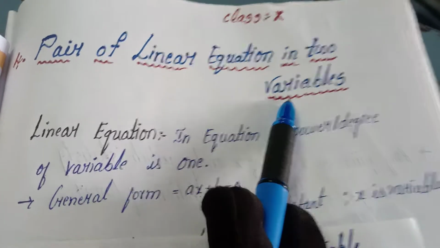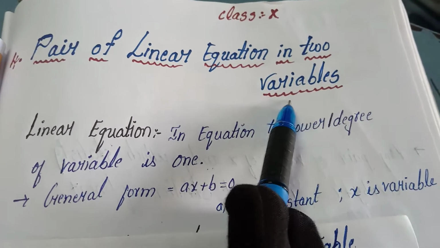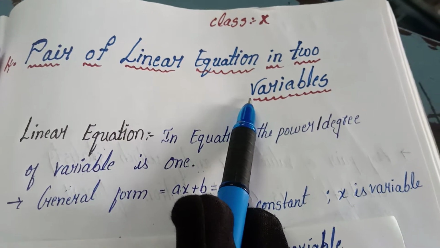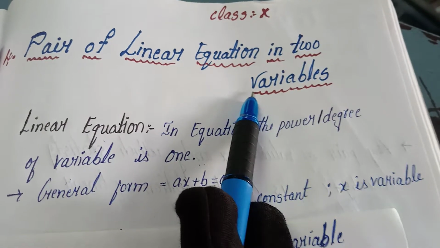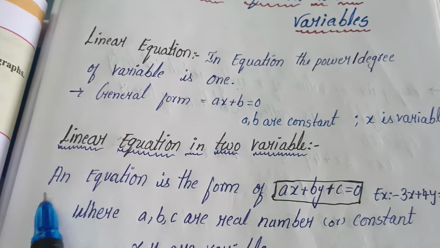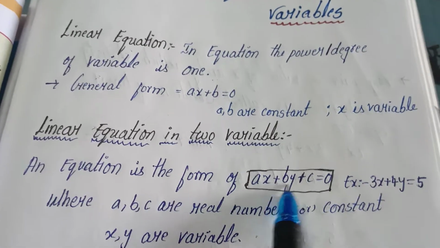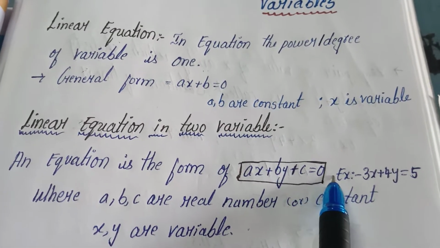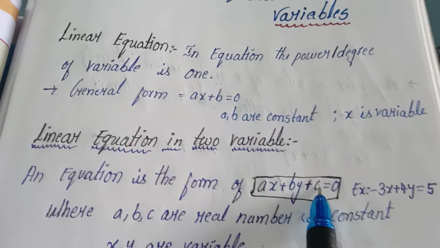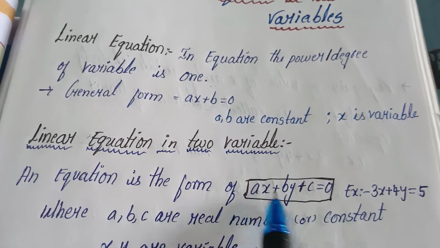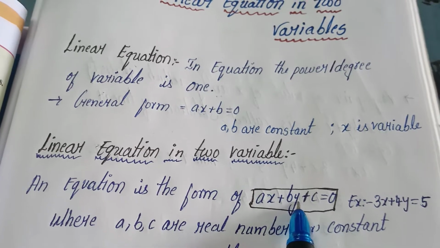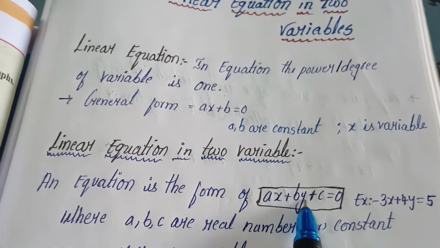What is the general form of linear equation in two variables? First we have to know the definition, then we take a general form, afterwards we discuss the examples. A linear equation in two variables is an equation of the form ax plus by plus c equals 0, where a, b, c are constant numbers, any numbers, but x and y are the variables. A variable is nothing but a value that changes while we are solving problems.